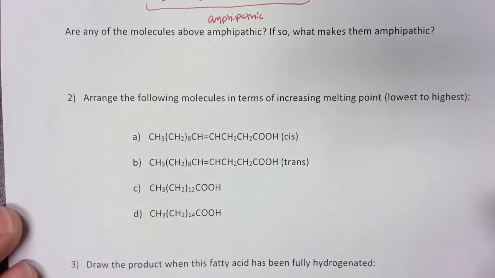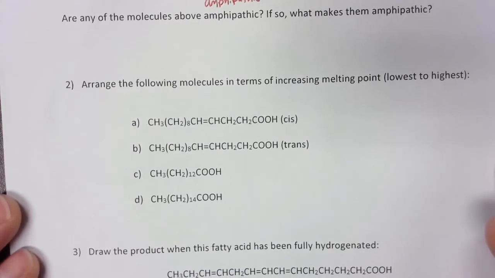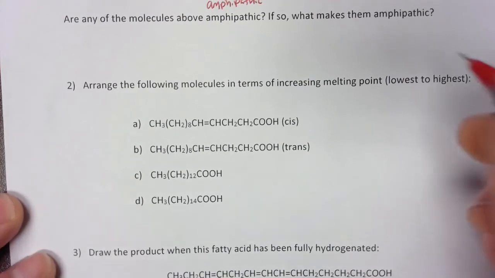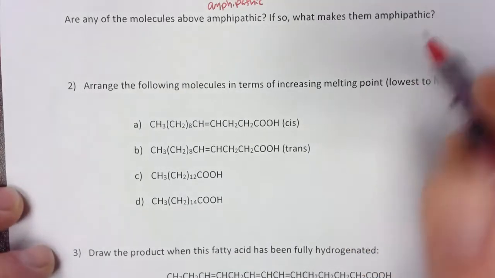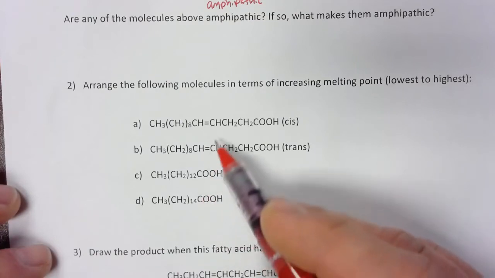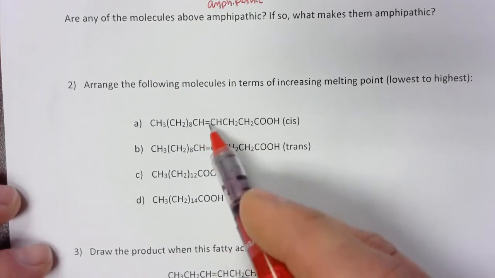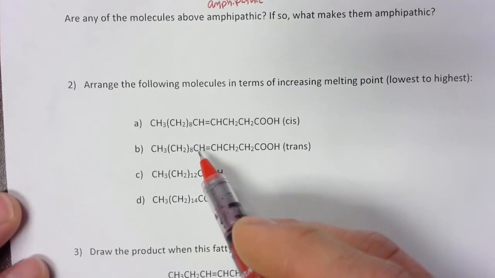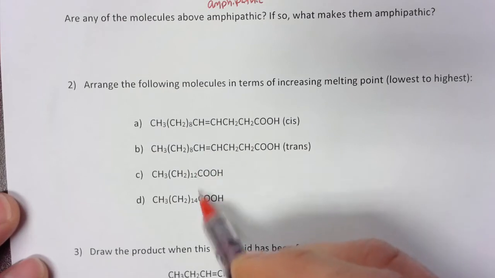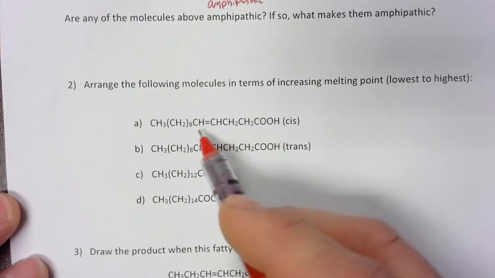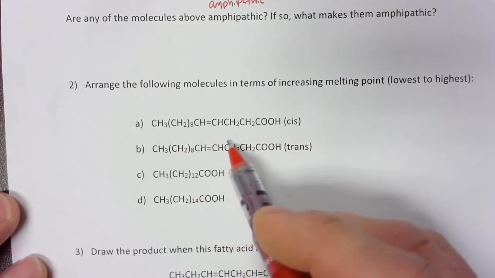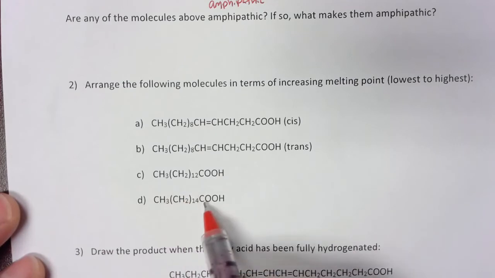Okay, the next question says, arrange the following molecules in terms of increasing melting point, lowest to highest. So I'm just going to rate these from 1 to 4. And I'm going to start by looking at the structures of these. I know that these two are unsaturated, and I know that unsaturated fatty acids have a lower melting point than saturated fatty acids. And these are unsaturated because they have double bonds. In this case, each one has only one double bond. These have no double bonds, so they are fully saturated.